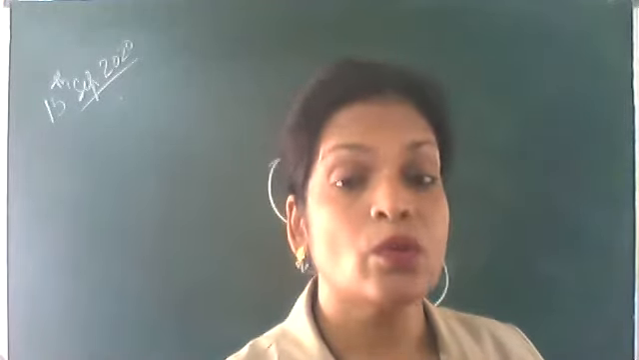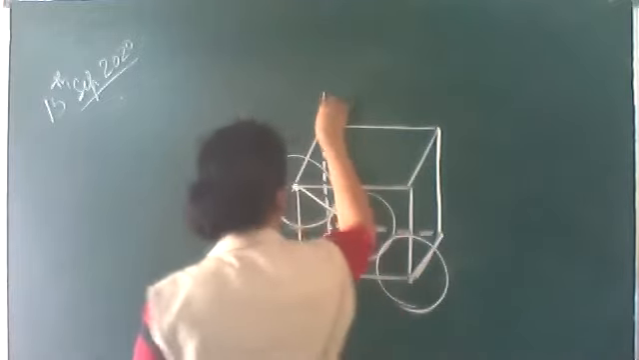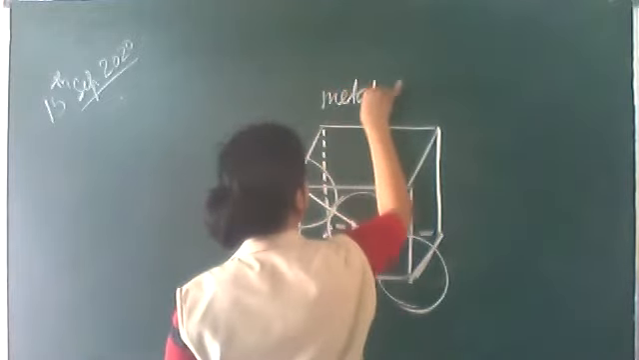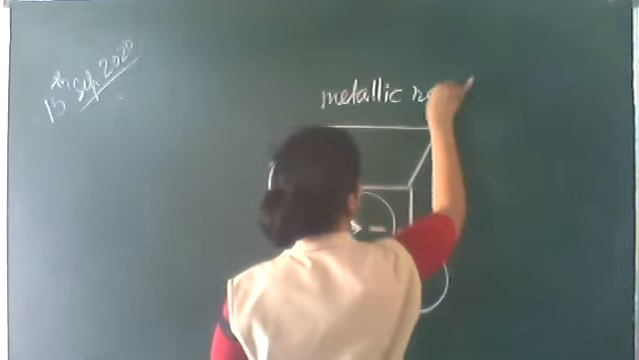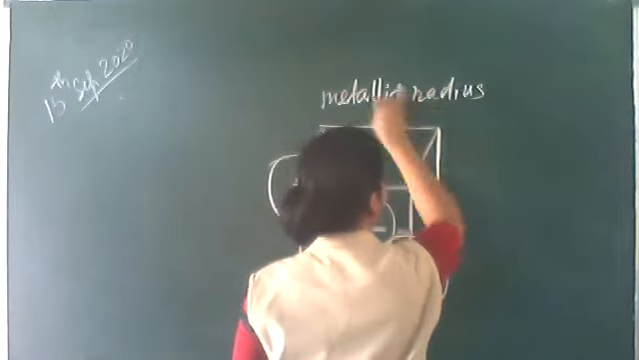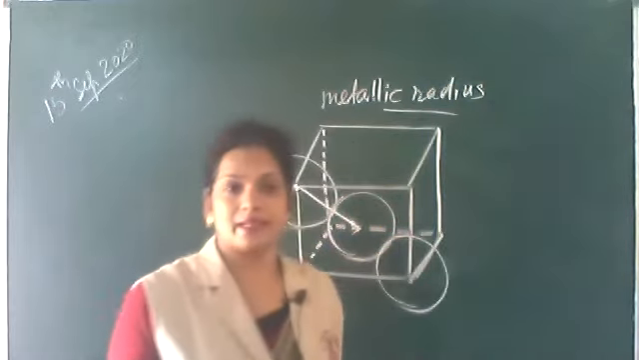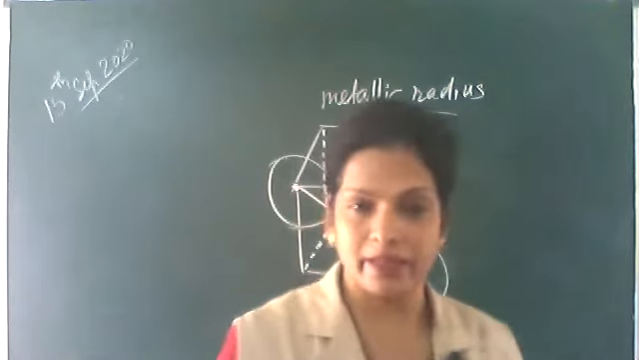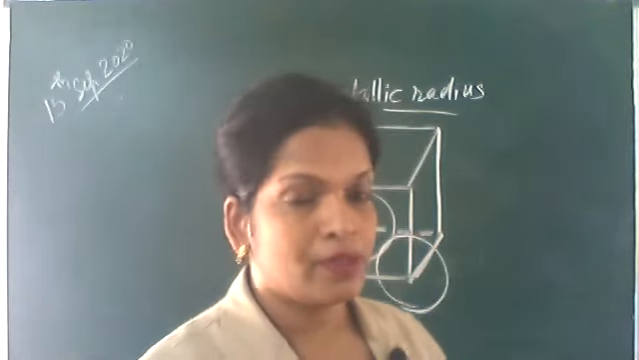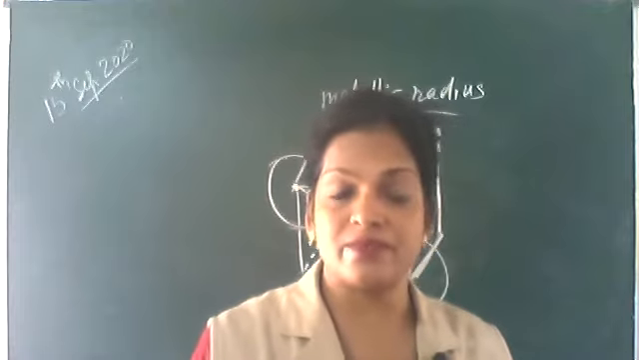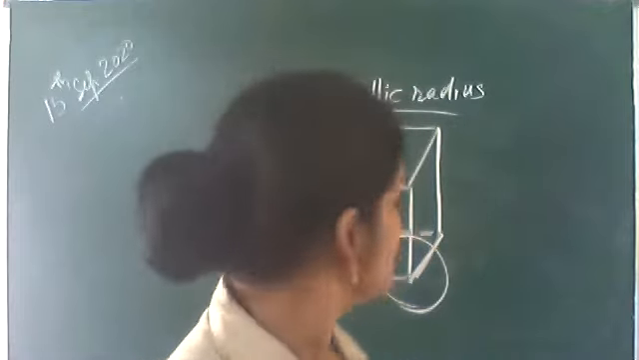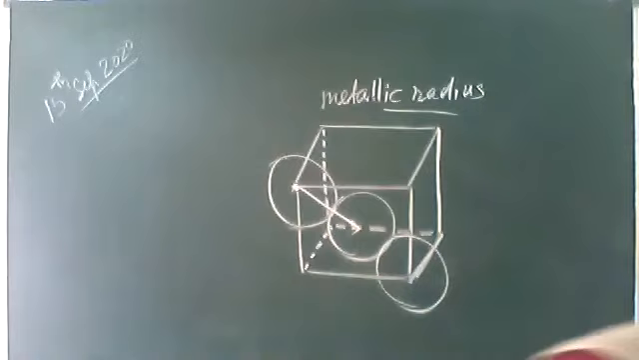First we learned covalent radii. This is metallic radii, metallic radius. Whether it is covalent radius or metallic radius, generally we call it atomic radius only. Now, third type of radius is van der Waals radius. So write this definition for this metallic radius.